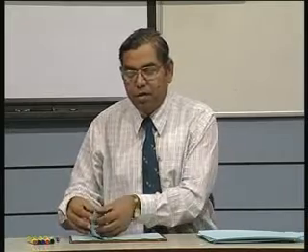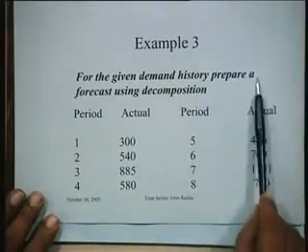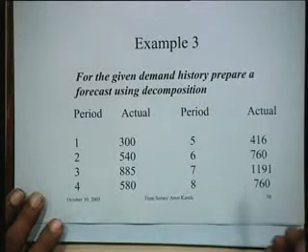Okay, this is the method that you would adopt for understanding of both. First, in the first example, we talked mainly about seasonality. Here we talked about both trend and seasonality. Let's take a third example, in which, let's say, we have a given demand history. We want to prepare a forecast using decomposition. How do we do it in general?